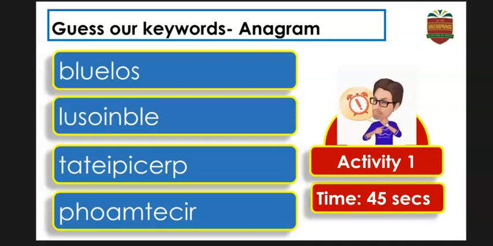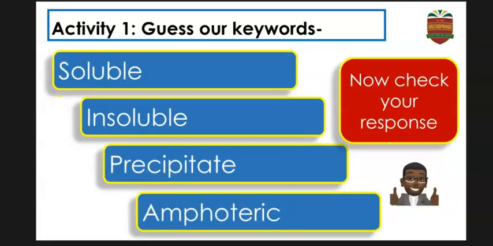Okay, I'm sure you are ready. Let us check the words. The first one, soluble. The second one, insoluble. The third one, precipitate. And the last one, amphoteric. So look at the keywords and see any of these words that you would want to find a meaning to that you do not know before, so that we can appropriately utilize those keywords as we go ahead in the lesson.